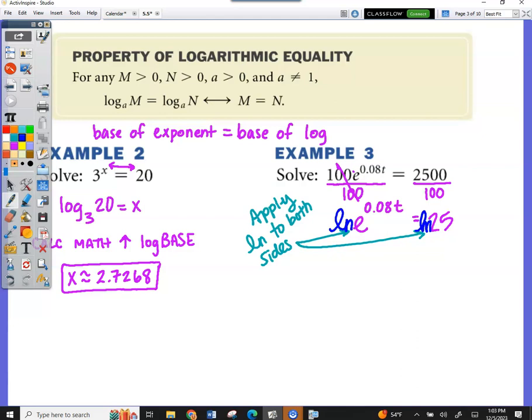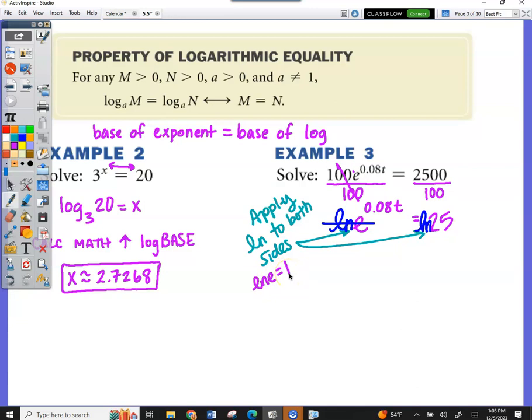Now, why did I do that? You might think, well, Ms. Holcombe, you just made that worse. What's this? ln of e. That's just a 1, and this comes down. If you need to remember, ln of e is 1. Recall that.